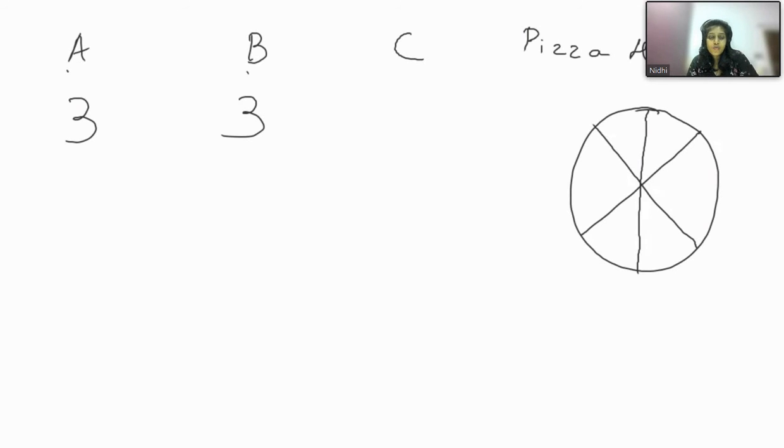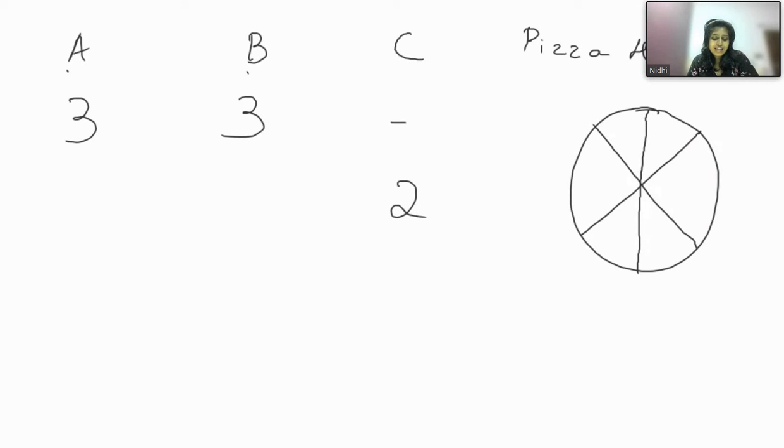Now what did A do? A gave one of his slices to C and B also gave one of his slices to C. Before this, did C have any slice? No, he had not ordered. He was not part of the group. He came in later. So now A gave one slice to C and B gave one slice to C. Now how many slices does C have? C has 2 slices: 1 slice from A and 1 slice from B.